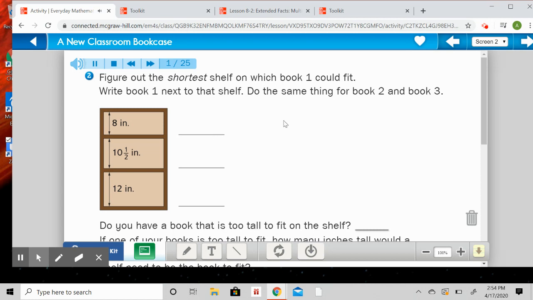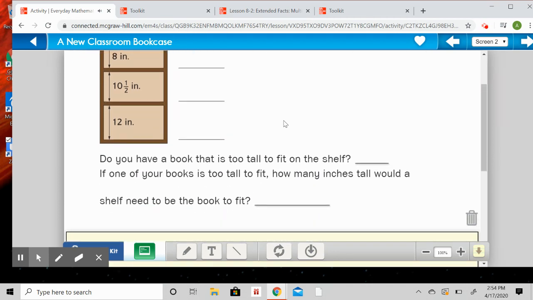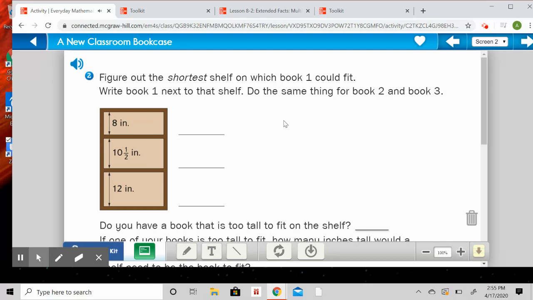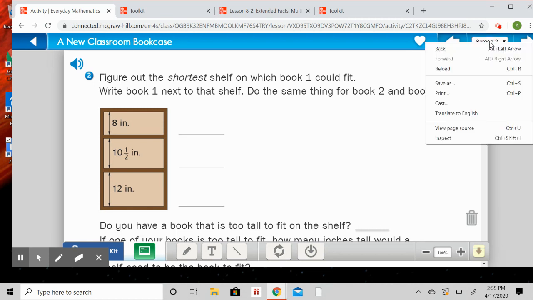a new classroom bookcase. 2. Figure out the shortest shelf on which book 1 could fit. Write book 1 next to that shelf. Do the same thing for book 2 and book 3. Do you have a book that is too tall to fit on the shelf? If one of your books is too tall to fit, how many inches tall would a shelf need to be for the book to fit? So you are going to take your measurements that you just made and write down which shelf the books would fit on. If the books are too big, then you're going to say that they were too big here. Then we're going to go to screen 3.